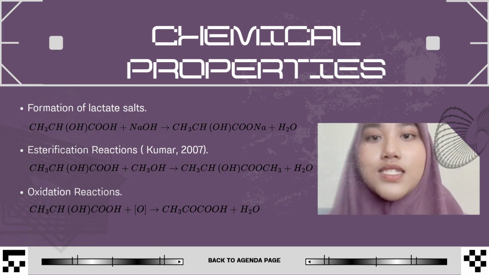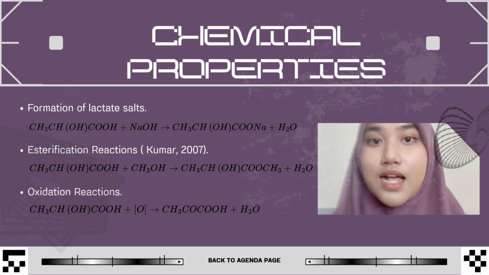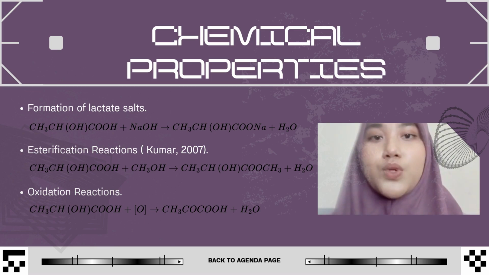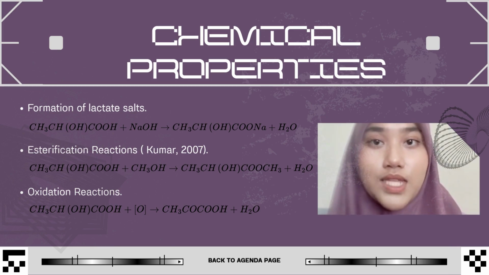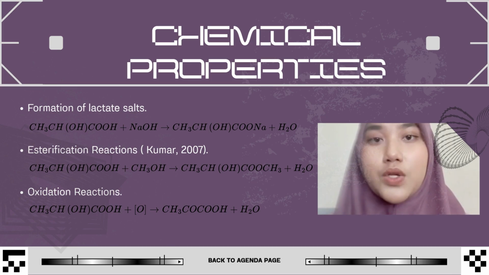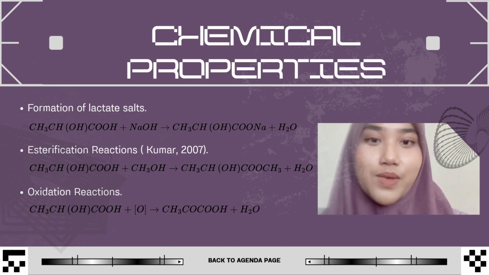Last but not least, oxidation reactions. In this reaction, the hydroxyl group attached to the second carbon atom is a secondary alcohol, which can be oxidized to a ketone, and the final product formed is pyruvic acid. According to Under TN 2006, pyruvic acid is a 3-carbon alpha-keto monocarboxylic acid that is present in cells and extracellular fluids as its conjugate anion, pyruvate. Common oxidizing agents include potassium permanganate and potassium dichromate.